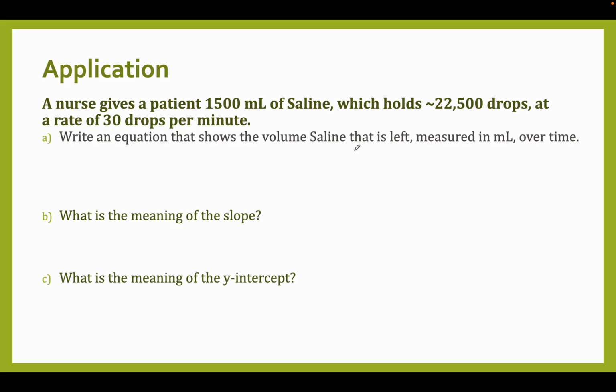How can this apply to any daily situation? There's a lot of situations where we tend to put things into slope-intercept form. Here's an example. A nurse gives a patient 1,500 milliliters of saline, which holds about 22,500 drops, at a rate of 30 drops per minute. First, it says, write an equation that shows the volume of saline that is left, measured in milliliters, over time.